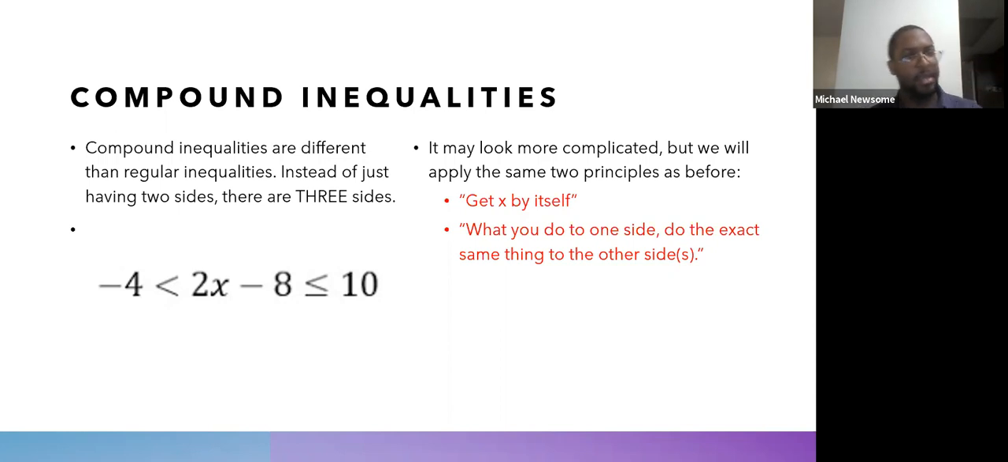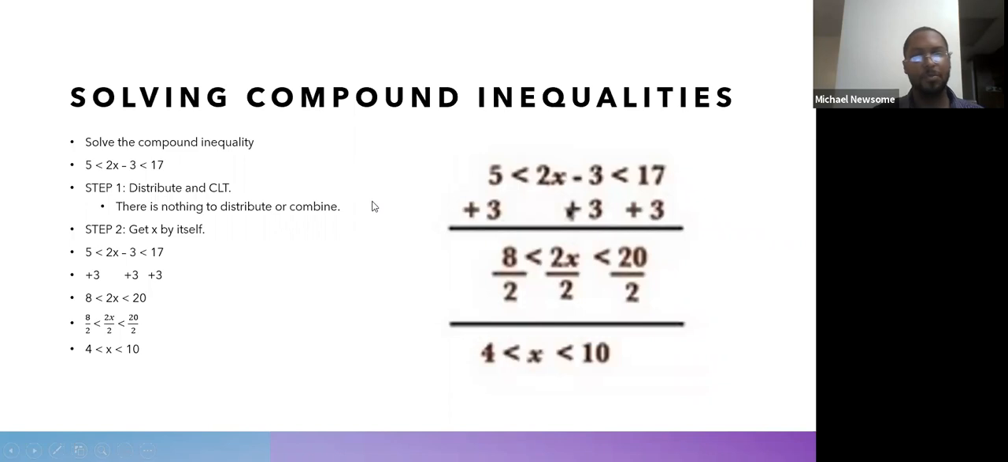And the second thing, whatever you do to one side of the equation, you must do the exact same thing to the other sides. Notice I put an s on sides there because there's not just 2 sides, there are 3 sides. So whatever I do to one side, I need to do to the other sides too. I have a left side, a right side, and a middle side. So now let's think about how we're going to work this out.